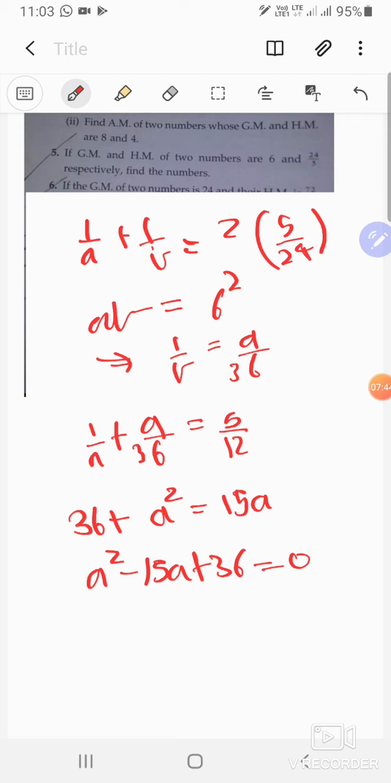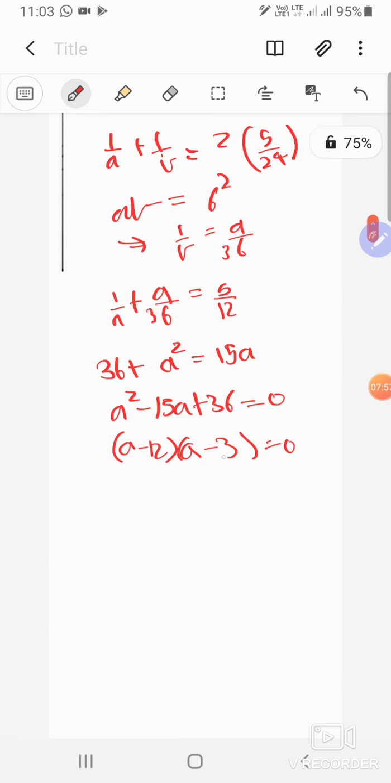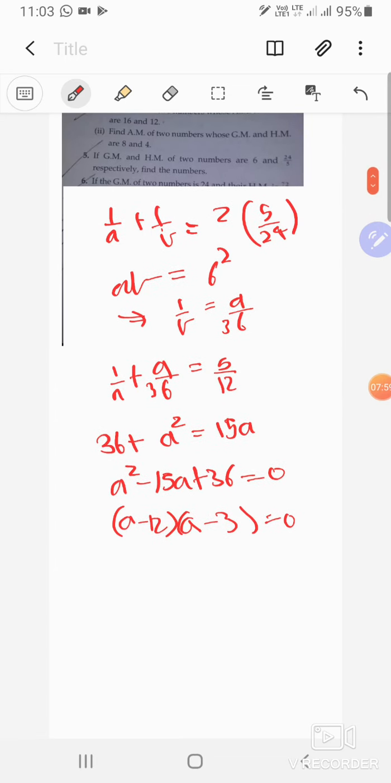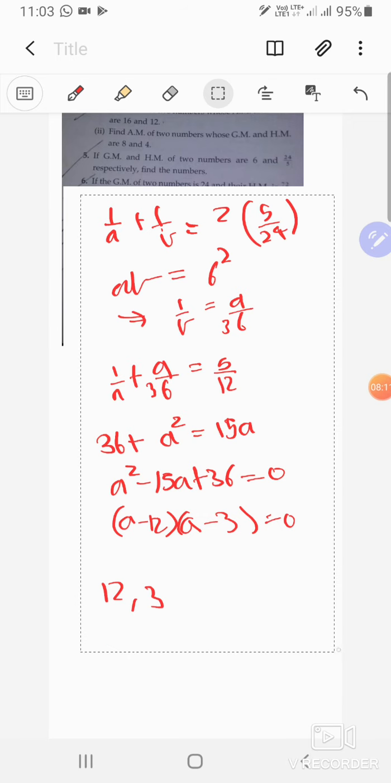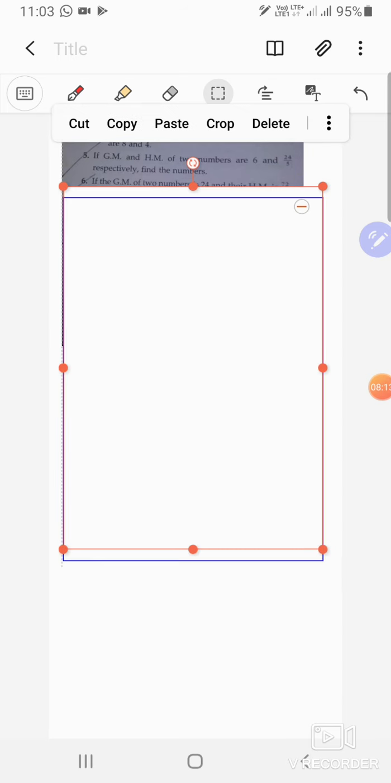36 can be factored as 3 into 12, so a minus 12 into a minus 3 is equal to 0. So either a is 12 or a is 3. Okay, so if a is 3, then the other number must be 12, and if a is 12, then the other number, which is b, must be 3. So 12 and 3 are those two numbers, no matter what. Okay, nice. Let's go to the next question.